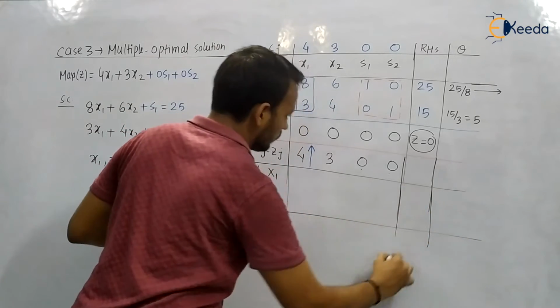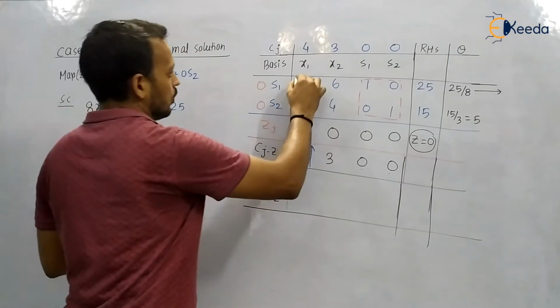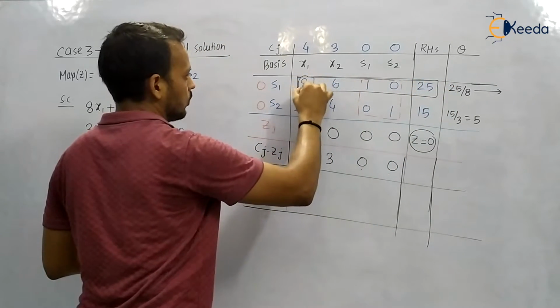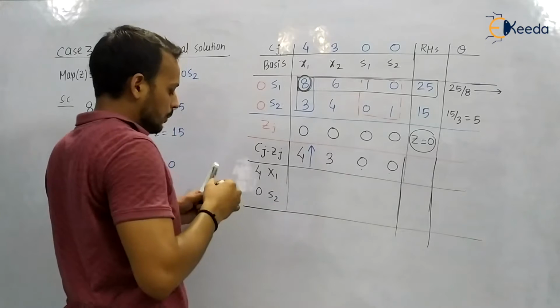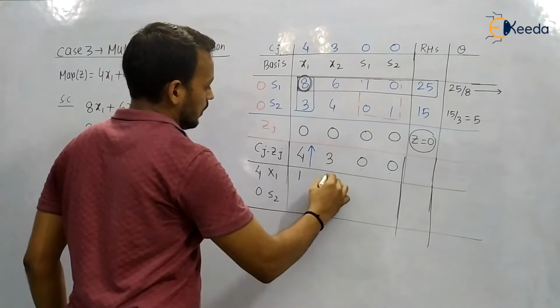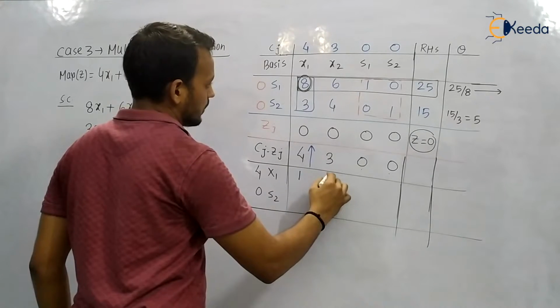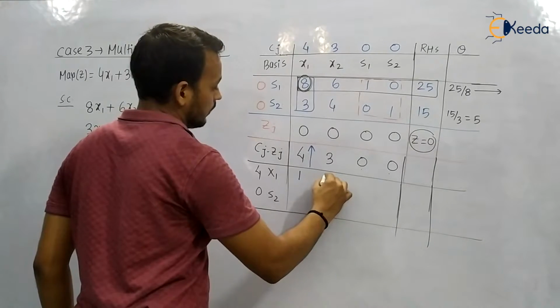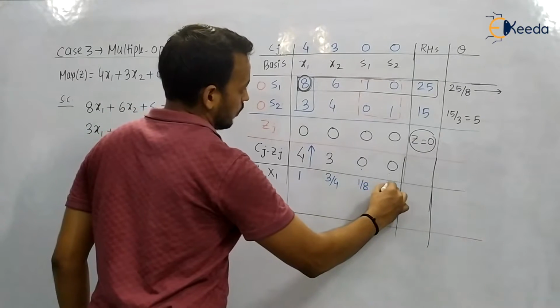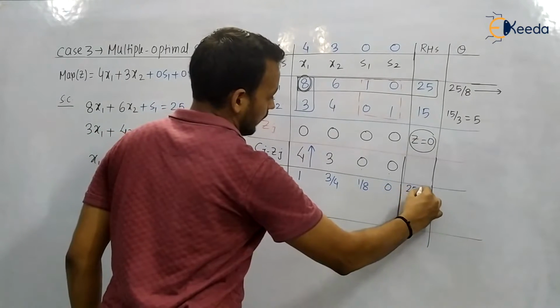Now you know that this is going to become the key row, and this 8 is going to become the pivot element. So divide the pivot element with each and every element of the key row. So this is going to be 1. This is going to be 6 by 8, you can write 3 by 4. This is going to be 1 by 8. This is going to be 0. This is going to be 25 by 8.